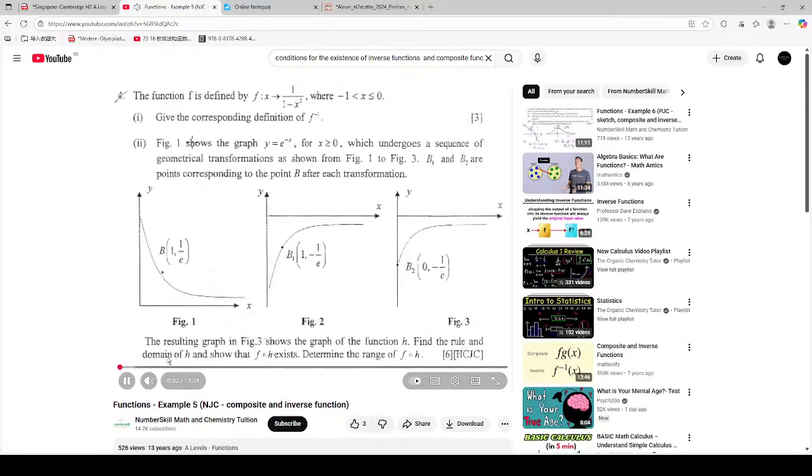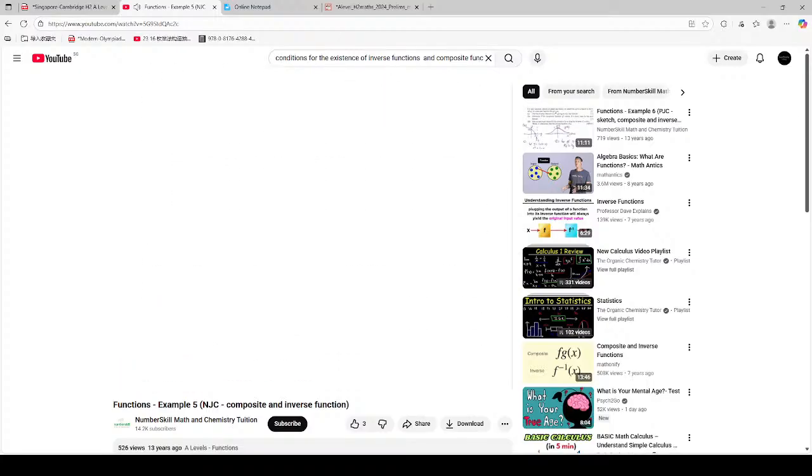Alright, now question 4. Okay, super lengthy question, as you can see, takes up the whole screen, so no place to write. Anyway, so the first thing we have to do is to find the f inverse for this function. So, well, let us get started. We have to first scroll down a little bit.